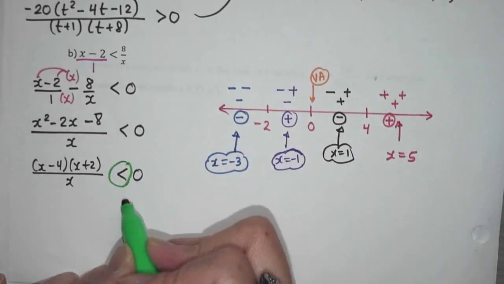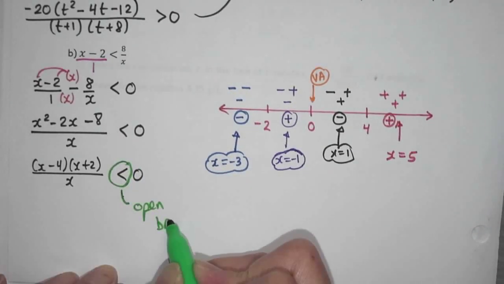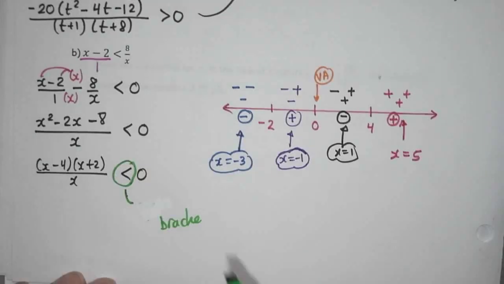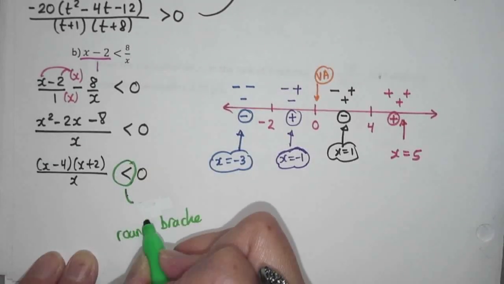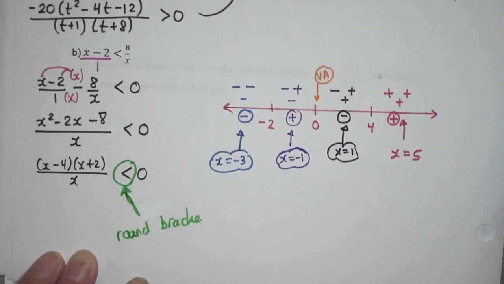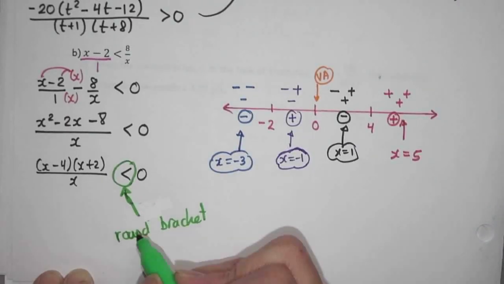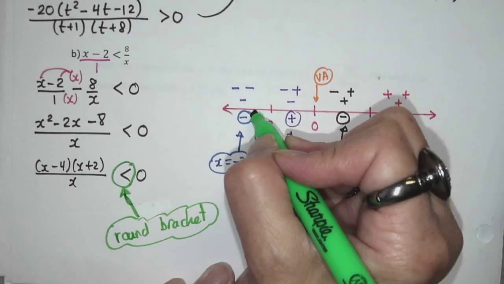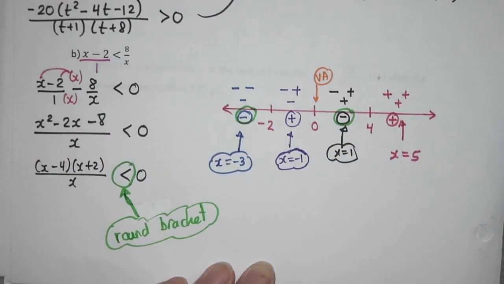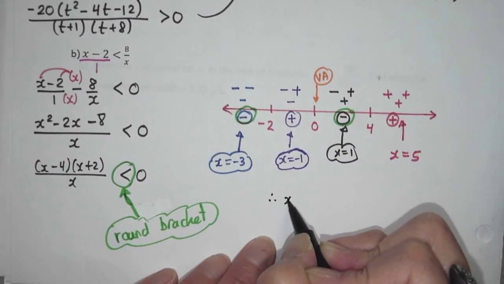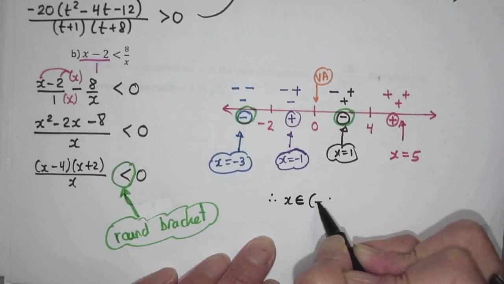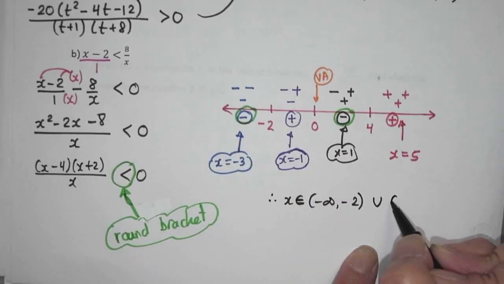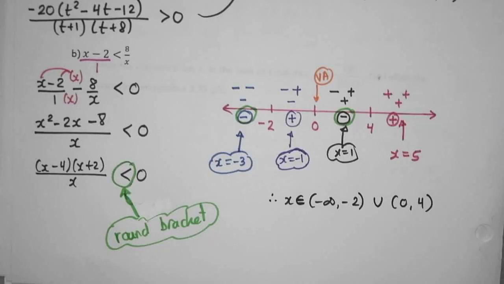Right? And this part here is telling me, round bracket. Right, so my brain says round bracket. And so my answer is, and we want less than, so that would be both here and here. And you're just writing your answer. So therefore, x would be an element of negative infinity to negative 2, or 0 to 4. Round on all of them.